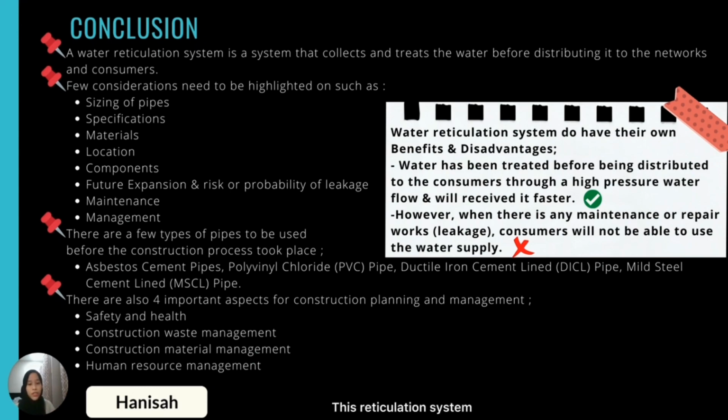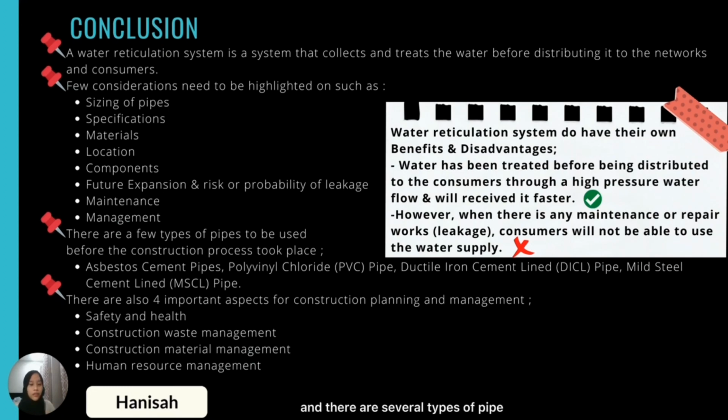This reticulation system does bring some benefit to the consumer, where the water has been treated before being distributed to the consumer through a high water pressure flow, and thus the consumer will receive it faster. However, the drawback of this water reticulation system is that when there are any maintenance repair works due to leakage, the consumer will not be able to use the water supply temporarily.